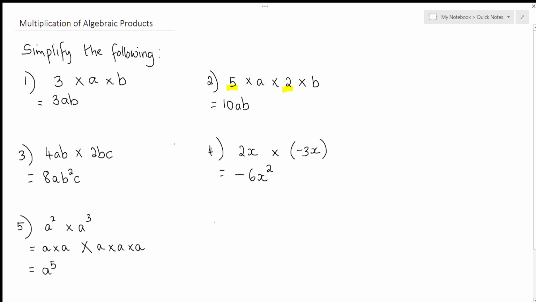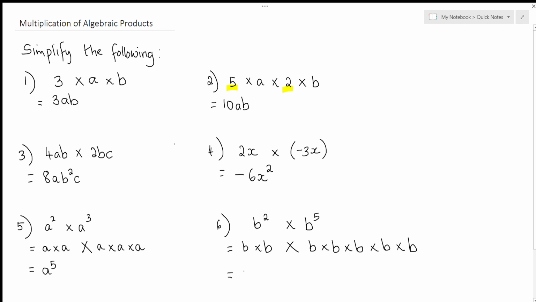Right, let's try another one. Let's say we have b squared times b to the power of 5. So here we're going to have b times b, so there are two b's, times 5 b's, b times b times b times b times b. So if we counted all these, we'd have 7 b's altogether, 1, 2, 3, 4, 5, 6, 7.